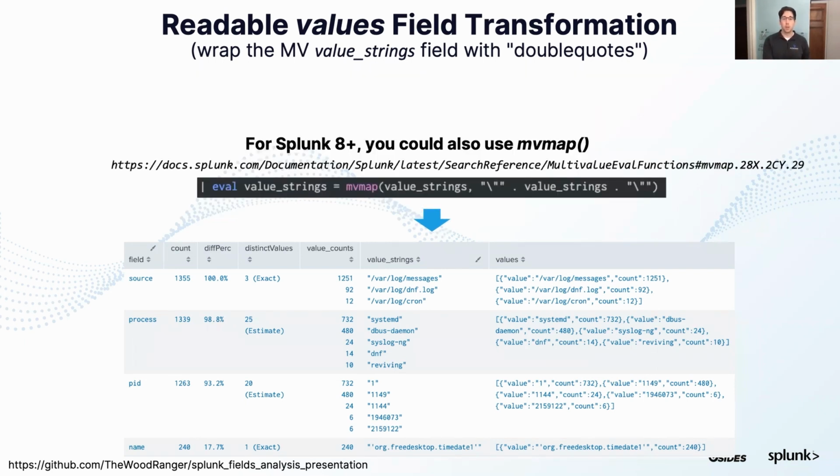As a note, for Splunk 8 and above, you could also accomplish this by using the mvmap function, which, contrary to essentially every example I found generally available, does not, in fact, only work on numeric fields. Who'd have guessed?